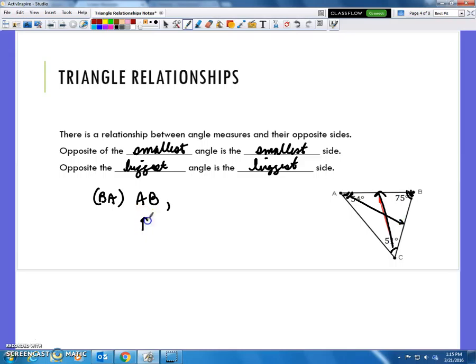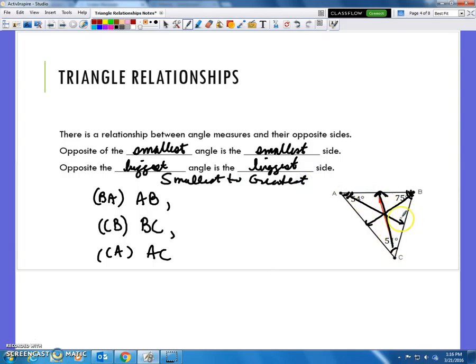We'll call him BC, or we could call him CB if we wanted to. And finally, the largest angle across from him would be the largest side. So we'll call him AC, or we could even call him CA. It doesn't matter which way you write it. But if I were to list these sides in order from smallest to greatest, I could tell by looking at the angle measures. Across from the smallest is the smallest side, and so on.